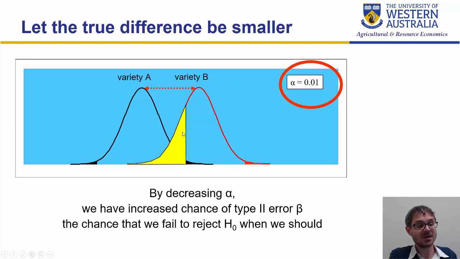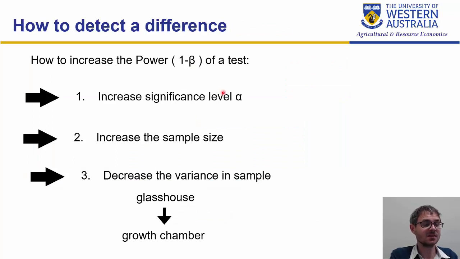So let's see what happens. And that's exactly what happens. We pushed this down and the total yellow area has increased quite substantially. So what have we got? We want to detect a difference. The power of our test is the ability to detect a difference if there's truly a difference. So we can change alpha. Instead of setting alpha at 0.01, we could increase it to 0.05, and that's increased our power.